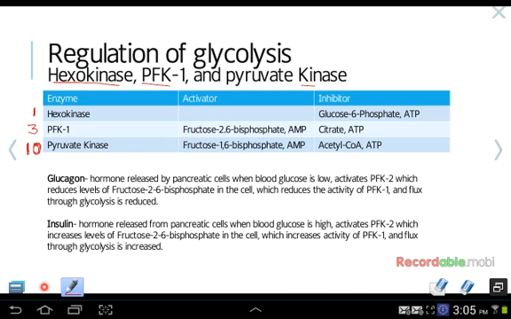Now, hexokinase, remember I said, can be inhibited by glucose 6-phosphate, its product, as well as ATP. PFK1 can be inhibited by citrate as well as high levels of ATP, citrate being a byproduct of the citric acid cycle. And then pyruvate kinase can also be inhibited by a product of the citric acid cycle, acetyl-CoA, as well as ATP, which is our end product in all of these cycles.